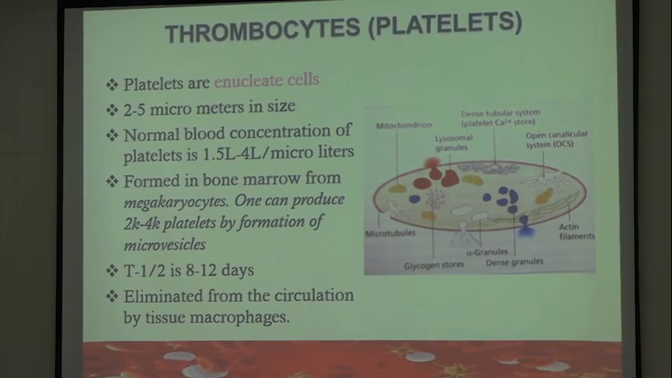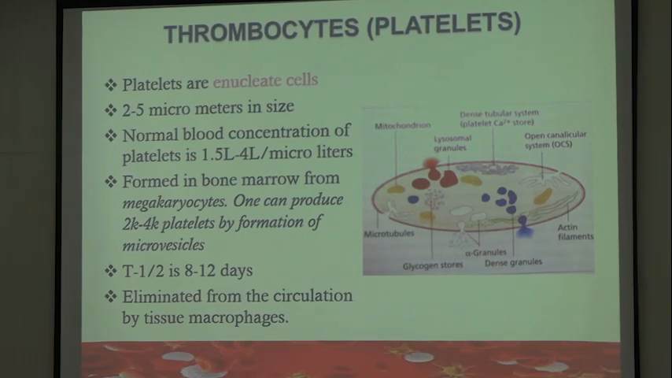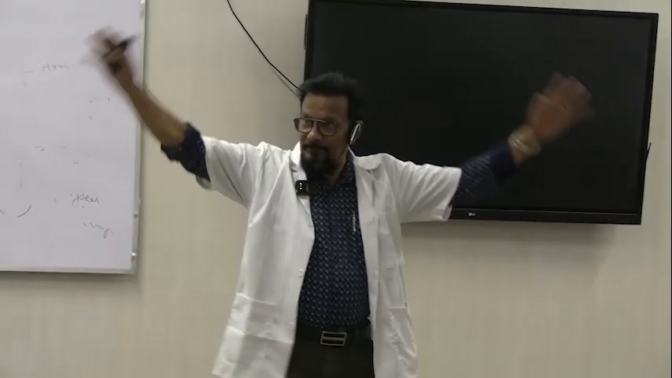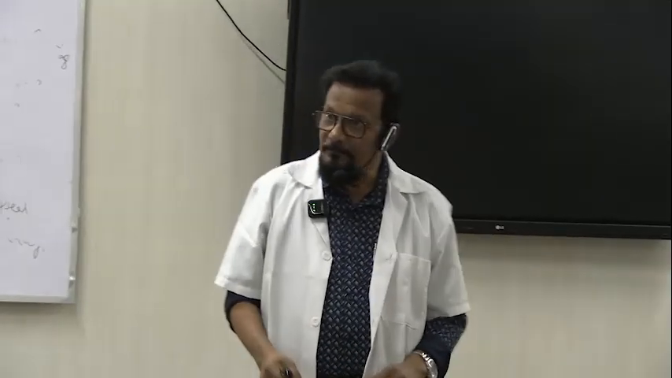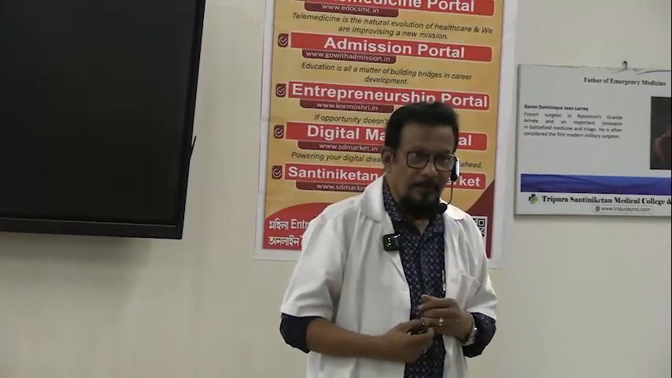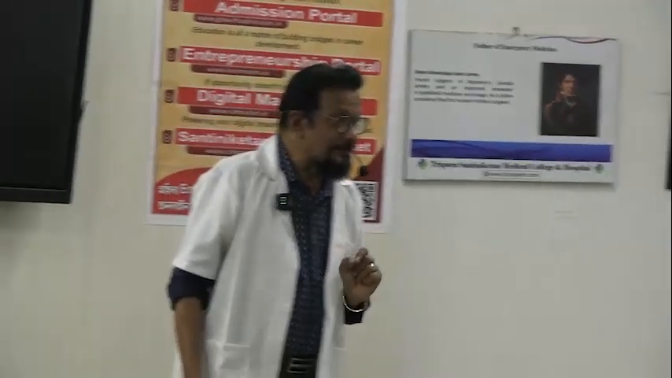These are formed only in bone marrow, and that too from megakaryocyte. Mega means big. Karyo means nucleus. The big cells, mega cells that are present in bone marrow, no other cells are bigger than this. So the megakaryocytes are where they originate. And one megakaryocyte can produce 2K to 4K platelets, means 2000 to 4000 platelets.